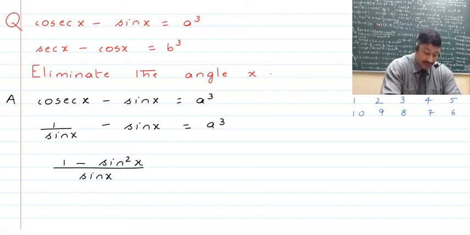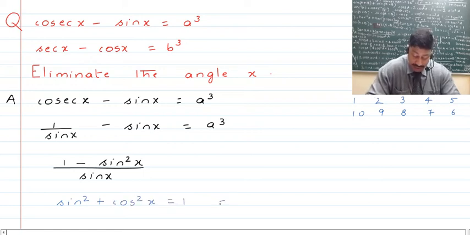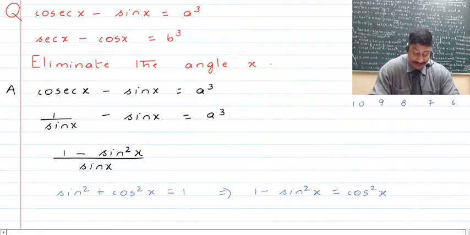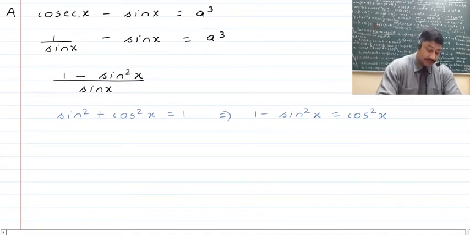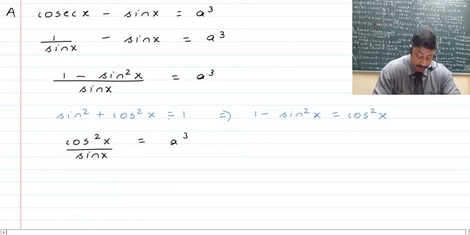And remember children, sin square x plus cos square x, as you know, is equal to 1. This further implies that 1 minus sin square x is cos square x, and thus we can replace this as the numerator. And obviously in the right hand side we have a cube, and thus we have cos square x divided by sin x, which is the value of a cube, right?